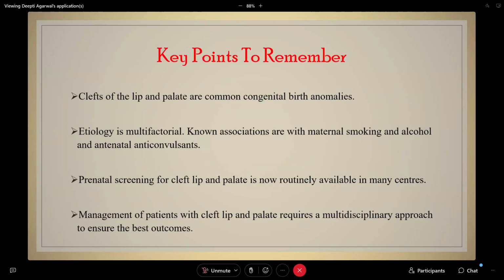Now, the key points to remember from the discussion is that clefts of the lip and palate are common congenital birth anomalies.